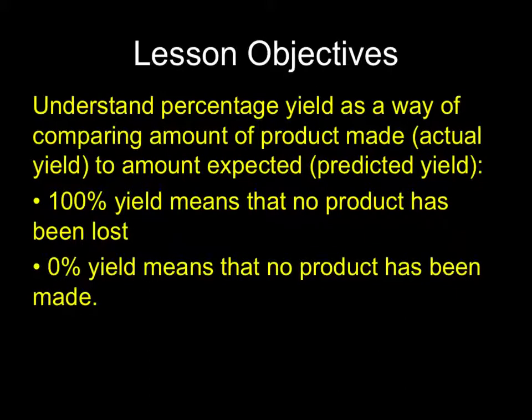So if we work out the yield, it's a way of comparing the amount of product that we actually make, called the actual yield, to the amount expected from the experiment, which is what's called the predicted yield. If you've got 100% yield, this means that you've not lost anything. If you've got 0% yield, of course, this means that you've lost everything.